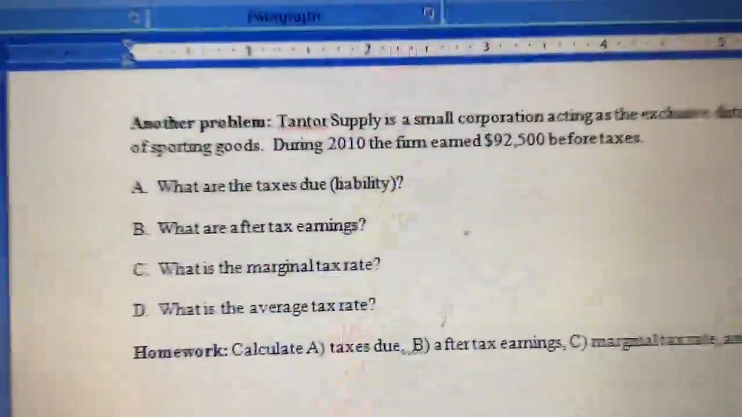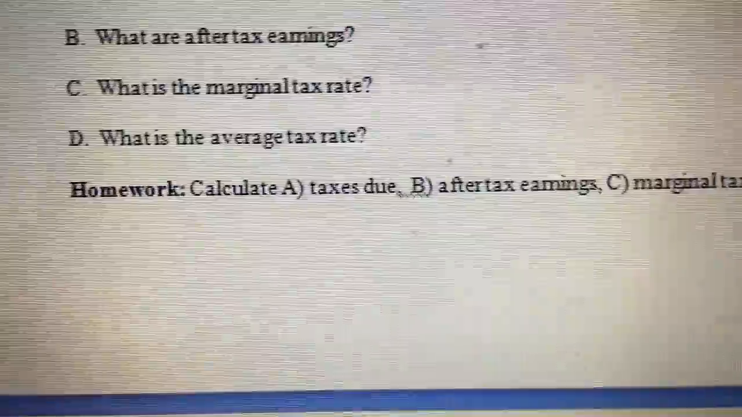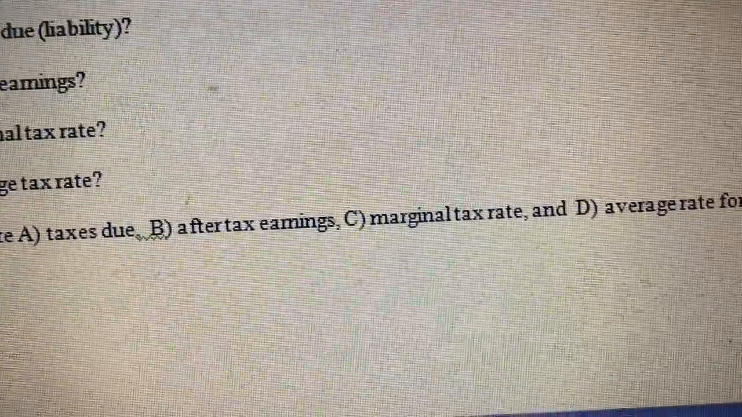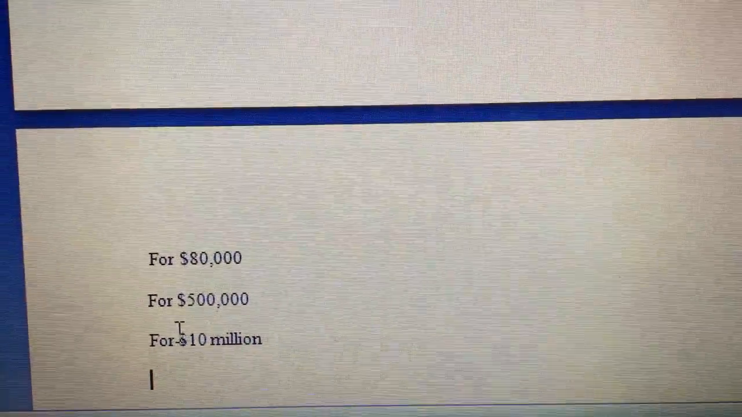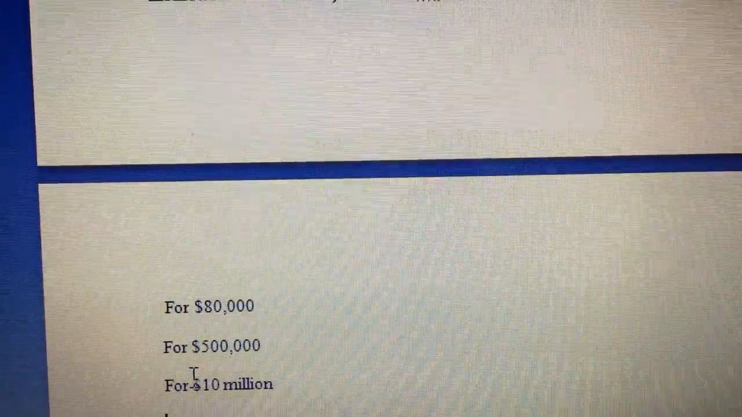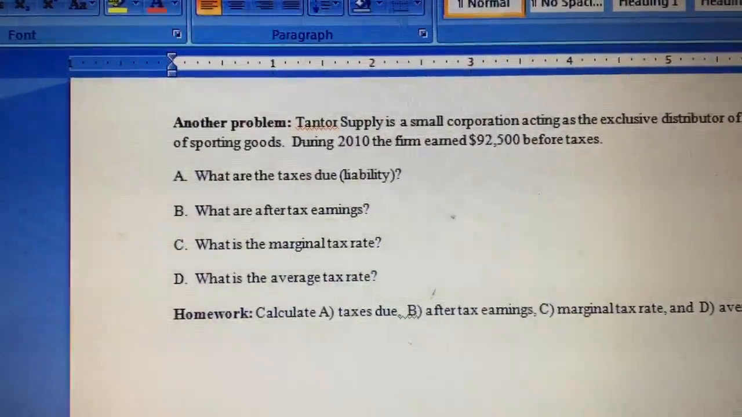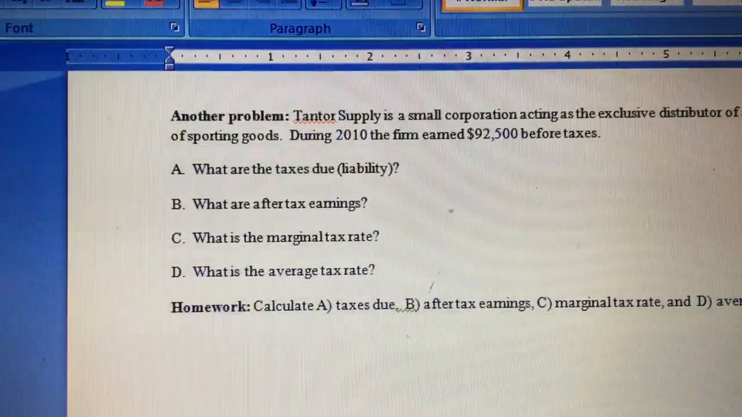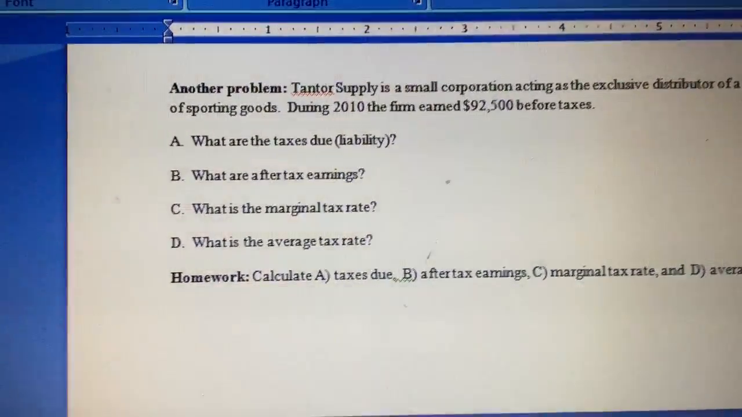Okay? So, again, homework, A through D on the another problem. And then where it says homework, you have 4 parts there. Come down and do 80,000, 500,000, 10 million. So you actually have 16 calculations that you need to give me, either typed up or written out and scanned, and email me those by Wednesday.